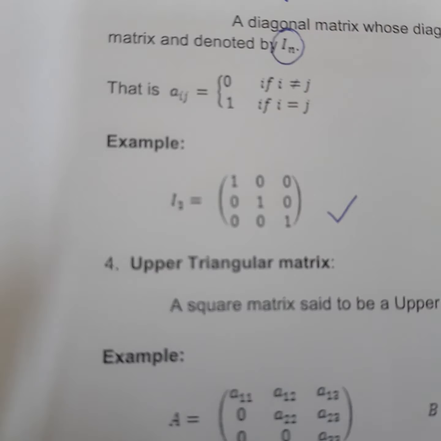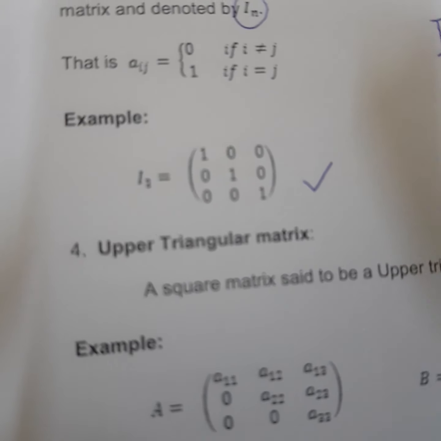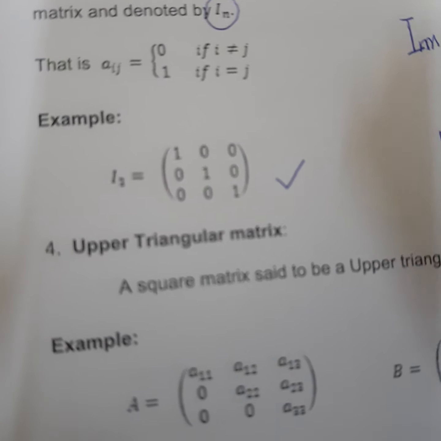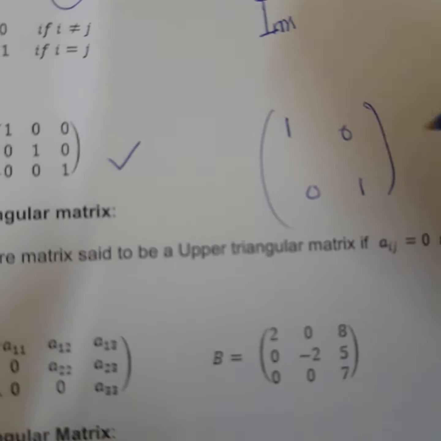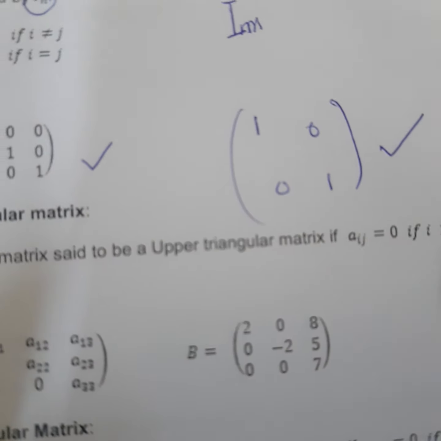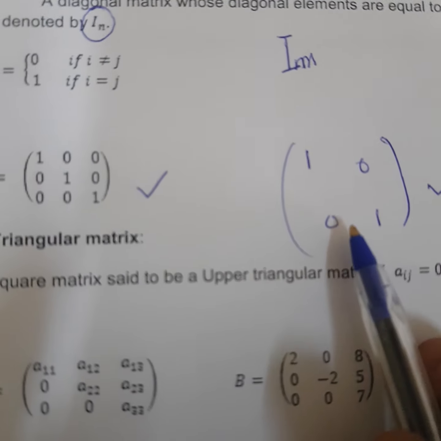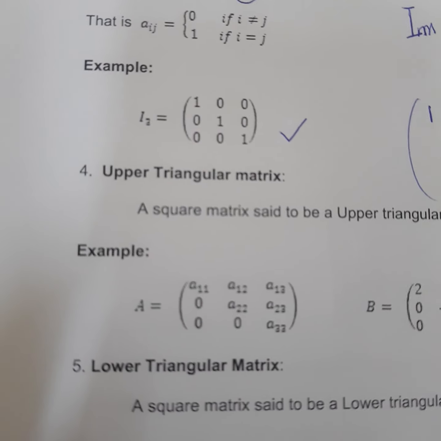And this is a 3 by 3 matrix. Let's say we also have a 2 by 2 matrix: 1, 0, 0, 1. This is an identity matrix. This is also an identity matrix, a 2 by 2 matrix. In this case, it is also an identity matrix.